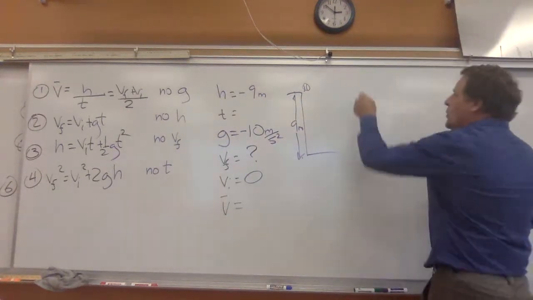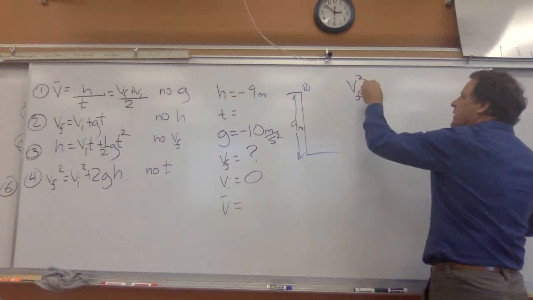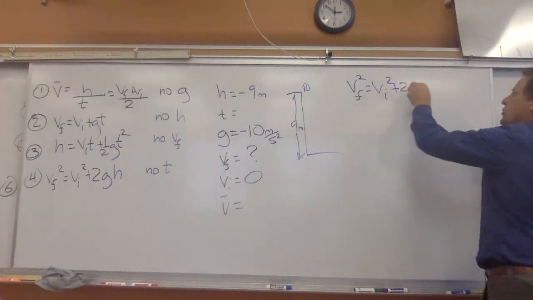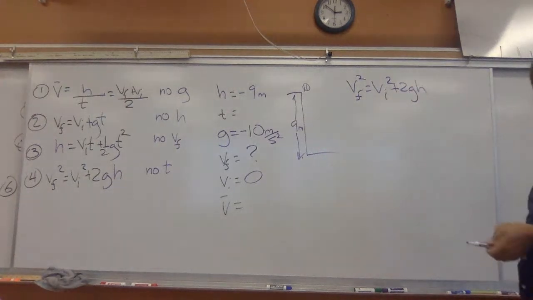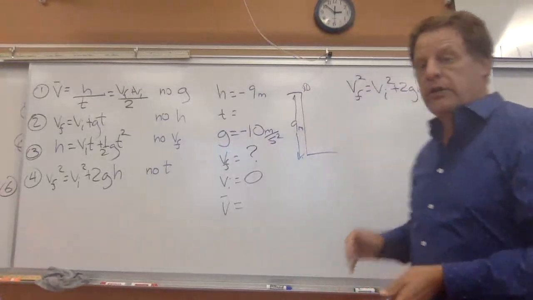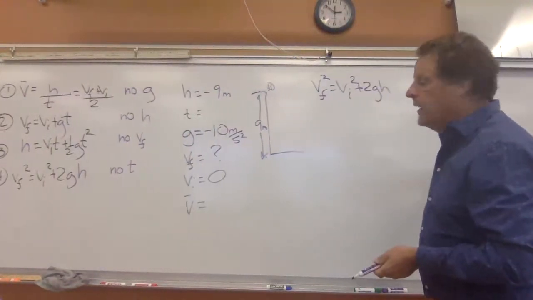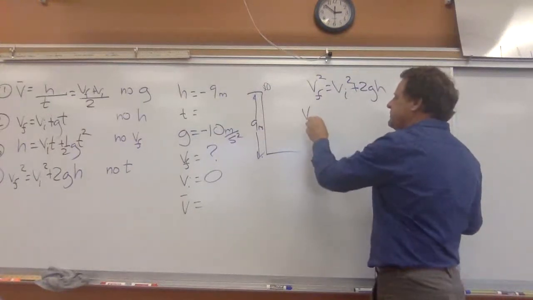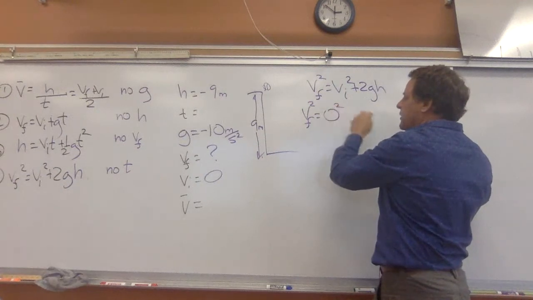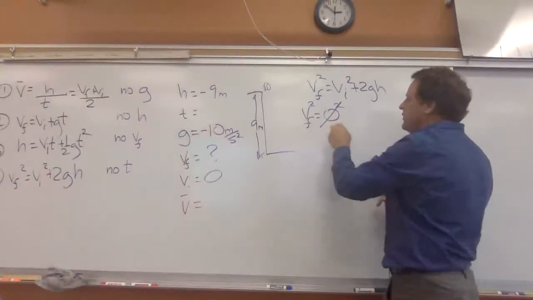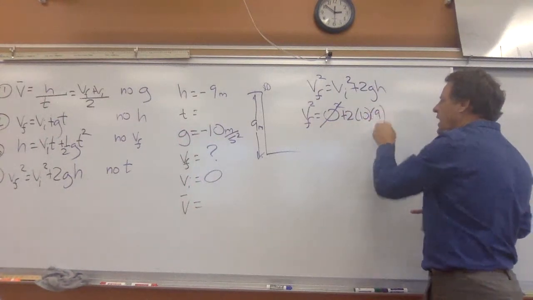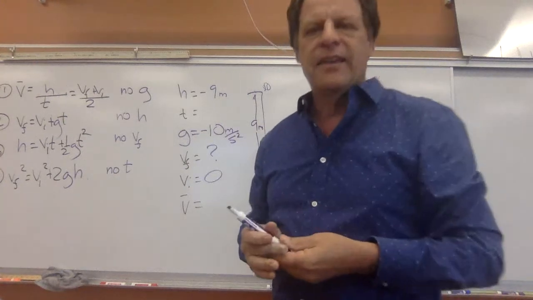We can now say V final squared is equal to V initial squared plus 2gh. Again, we're following the same pattern that we did in yesterday's review. V final is what we're looking for. Our initial velocity is 0 because it got dropped, so 0 squared is just going to go away. Plus, we're going to have 2 times 10 times 9.